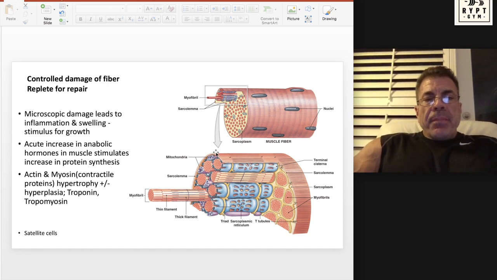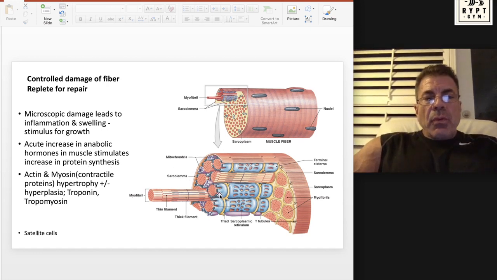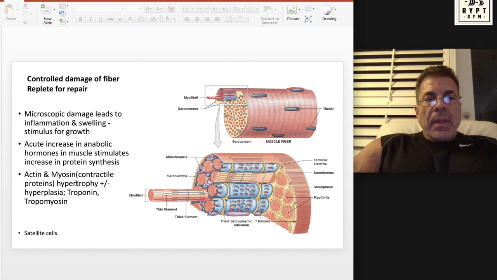These are heavy in protein, and we'll go through protein a little later. Actin and myosin are contractile proteins, and troponin and tropomyosin are also proteins. So the skeletal muscle is made largely of protein. The muscle grows through hypertrophy, which is the growth of individual cells, and there's even evidence that it may grow through hyperplasia, which is growing new cells, and this is thought to be through recruitment of satellite cells.